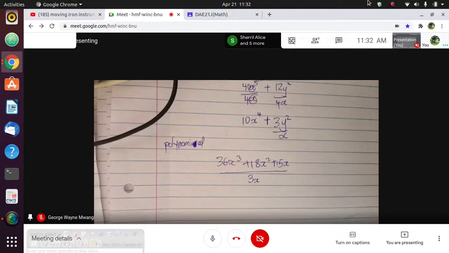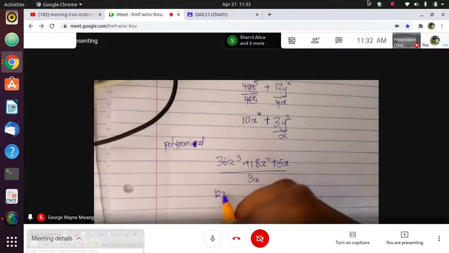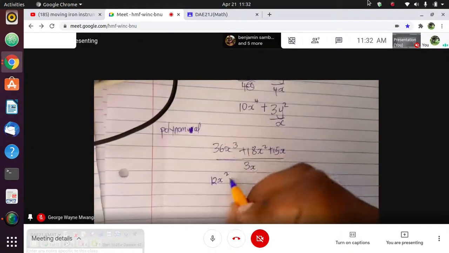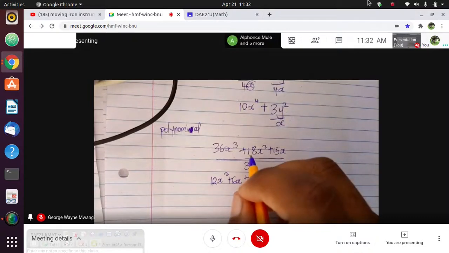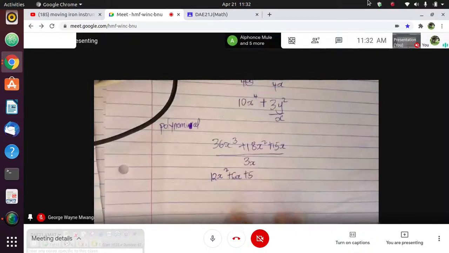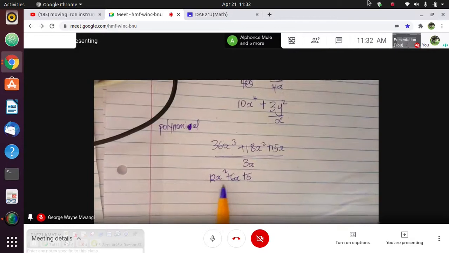12x squared plus 6x plus 5. Kuna mtu amepata different answer? We have all gotten this answer. 12x squared plus 6x plus 5.